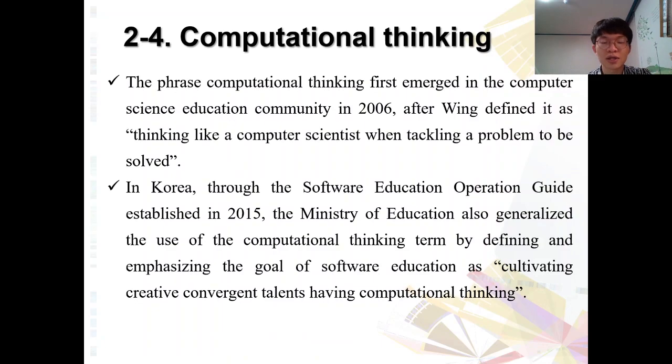The phrase computational thinking first emerged in the computer science education community in 2006 after Wing defined it as thinking like a computer scientist when tackling a problem to be solved. In Korea, through the Software Education Operation Guide established in 2015, the Ministry of Education also generalized the use of the computational thinking term by defining and emphasizing the goal of software education as cultivating creative convergence talents having computational thinking.